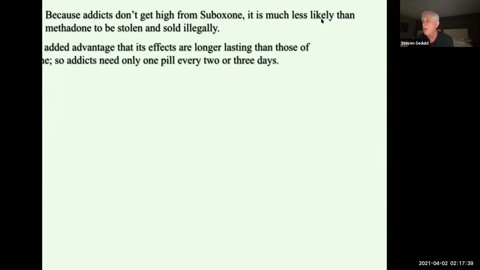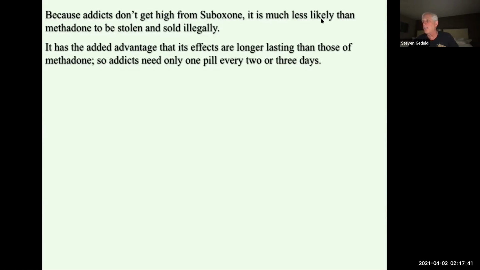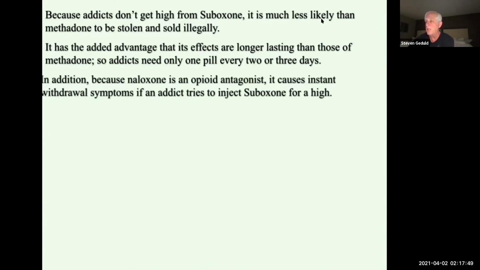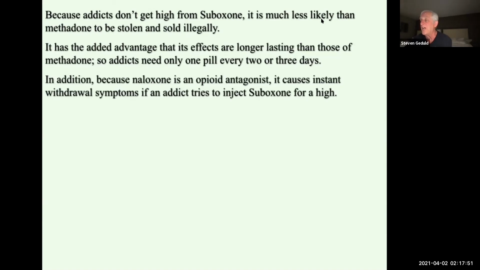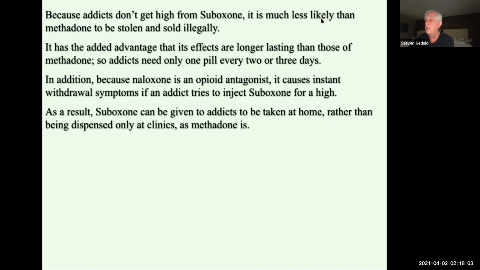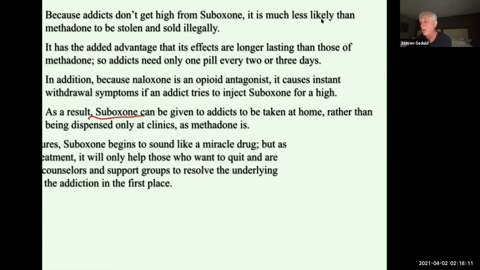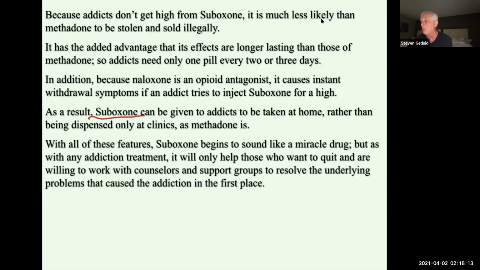It has the added advantage that its effects are longer lasting than those of methadone, so addicts need only one pill every 2 or 3 days. It lasts a lot longer. You just take a pill for it. In addition, naloxone is an opiate antagonist. It causes instant withdrawal symptoms if an addict tries to inject Suboxone for a high. So you instantly get withdrawal symptoms from it. As a result, Suboxone can be given to addicts to be taken home rather than being dispensed at clinics like methadone clinics. With all these features, Suboxone begins to sound like a miracle drug.